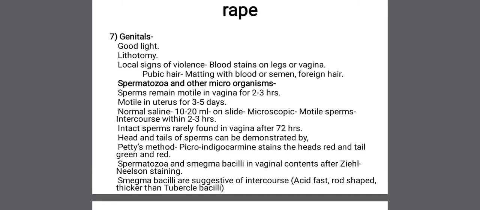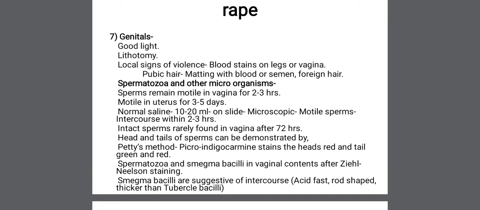See for local signs of violence, whether there are injuries on the genitalia or on the vagina, that should be seen carefully. Blood stains on the legs or on the vagina. Then pubic hair, whether the foreign hair are present there, whether the pubic hair are clogged or matted with blood or semen. Then examine for the spermatozoa and other microorganisms.